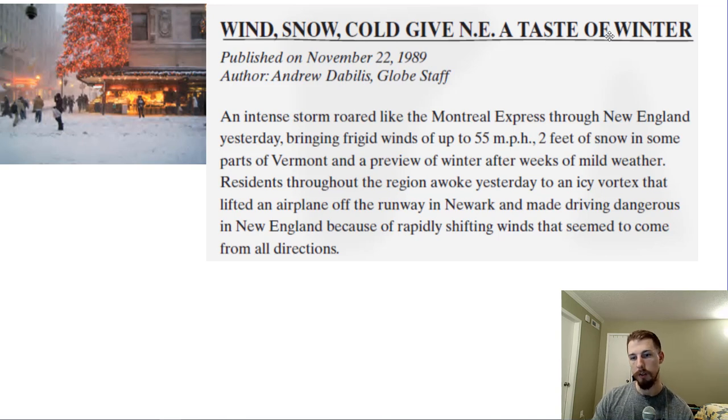Residents throughout the region woke yesterday to an icy vortex that lifted an airplane off the runway, and Newark, and made driving dangerous in New England because of rapidly shifting winds. There you go. That seemed to come from all directions. So this was just an insane anomaly, just a crazy day. It might be 10 years until we have a day with such high winds like that. Let's not relate it to a hurricane or something like that.